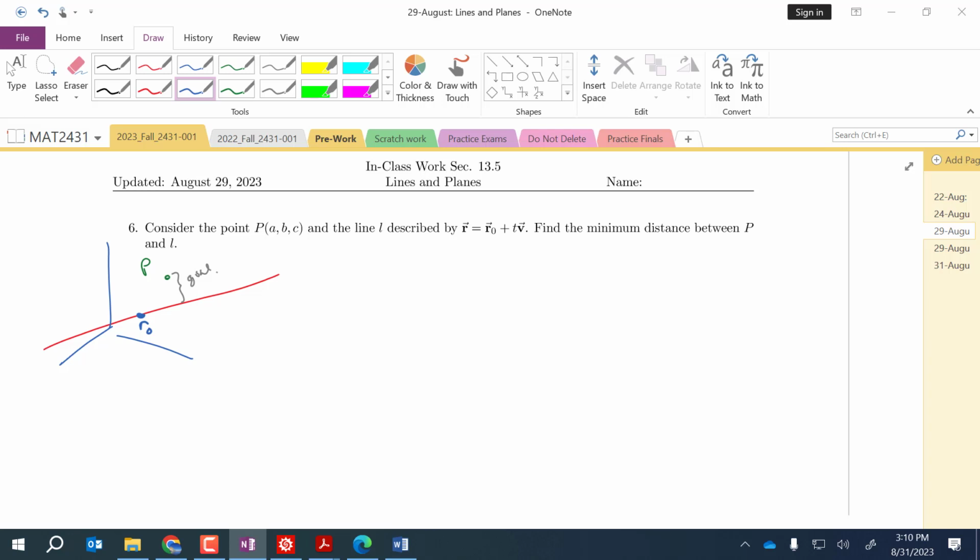Okay. And then what else does this line have? Folks, again, we're trying to boil this down to as simple as possible. What does this line have? It's got an initial point and a direction vector. Let's put the direction vector on here. What direction is this line heading in? How about this direction right here? There's our direction vector v. Okay.